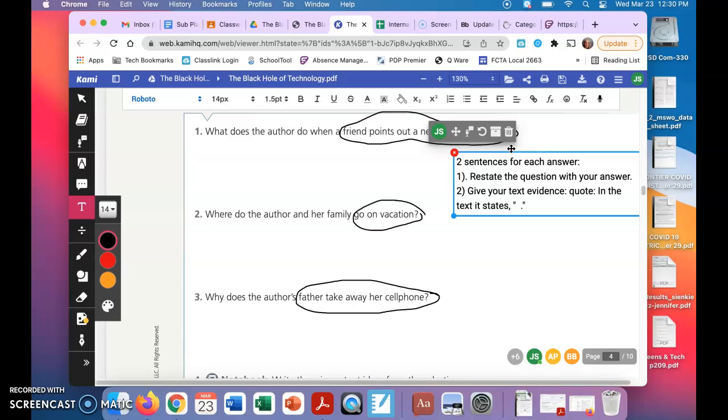Watch your spelling, watch your punctuation, and please, please, please, guys, follow this pattern. This is what we've been working on all year. 2-sentence answers. The first one, again, is restating the question with your answer. Restating means you're using words from the question in your answer. Then your second sentence in your answer is the in the text it says or states, and you're copying an actual line from the text.